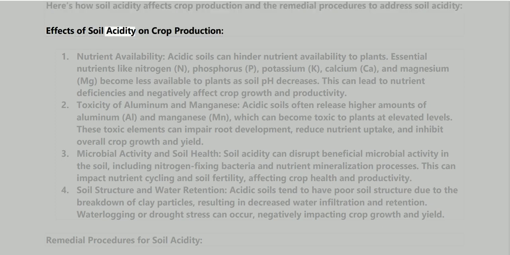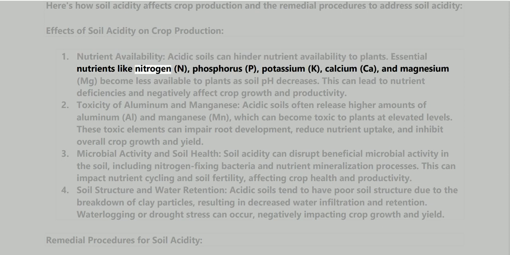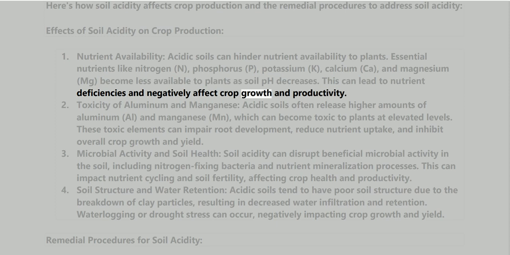Effects of soil acidity on crop production. 1. Nutrient availability. Acidic soils can hinder nutrient availability to plants. Essential nutrients like nitrogen (N), phosphorus (P), potassium (K), calcium (Ca), and magnesium (Mg) become less available to plants as soil pH decreases. This can lead to nutrient deficiencies and negatively affect crop growth and productivity.